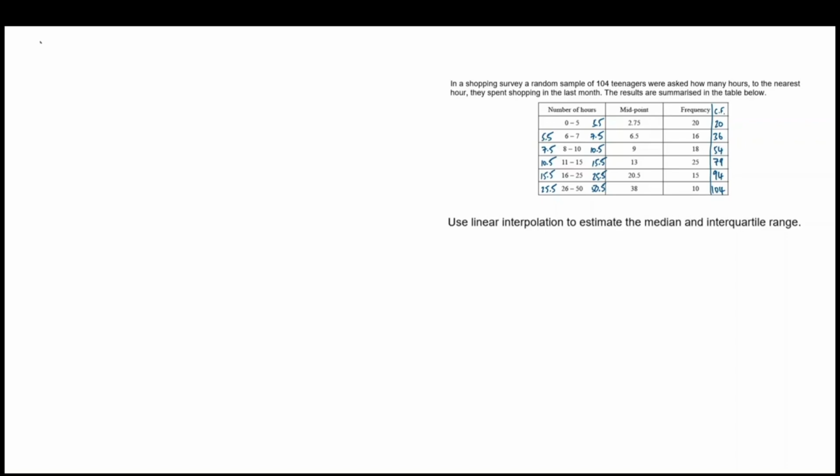Okay, let's locate the position of the median. The median is going to be the halfway point. So let's take 104 and divide it by 2. That gives us 52. The median is going to be in the 52nd position. Now, which interval contains the 52nd position? It will be the first interval that has a cumulative frequency above 52. And I've highlighted that here.